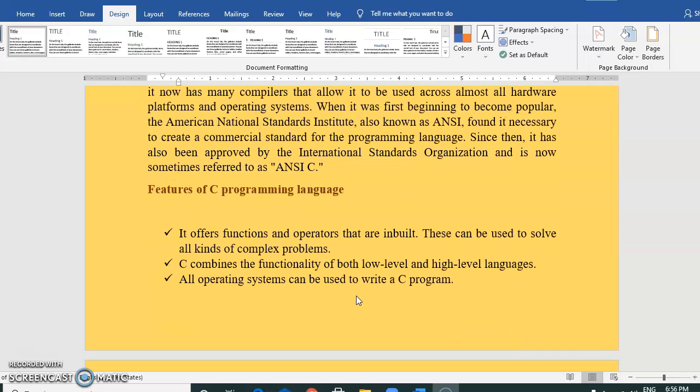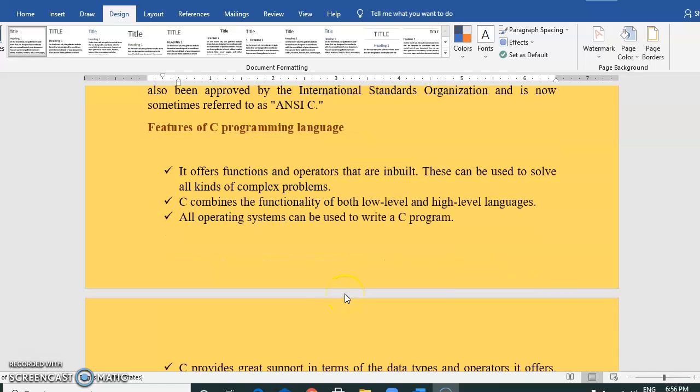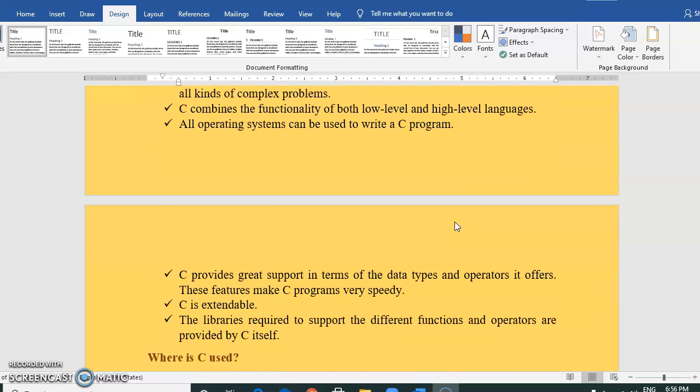There are a variety of features. Some are mentioned here. It offers inbuilt functions and operators. These can be used to solve all kinds of complex problems. C combines the functionality of both low-level language as well as high-level language, so it is called a middle-level language. All operating systems can be written using C programs.